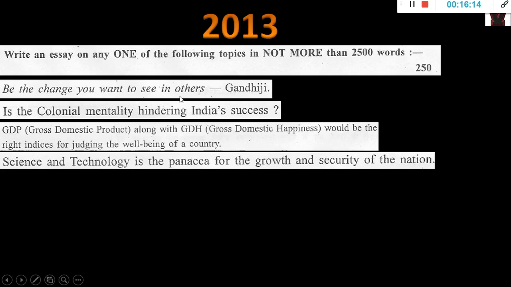So here is 'be the change you want to see', a very famous quote of Gandhiji. And is the colonial mentality hindering India's success? Then GDP. GDP is very easy, whenever it comes, because you will anyway study it. GDP and gross domestic happiness, you can write a lot of things. Science and technology is a panacea for the growth and security of the nation. This again is very generic, but you can answer it if you are a very good GS student. So here, if you see, you have to write in 2500 words. Up till 2013 it was like this.